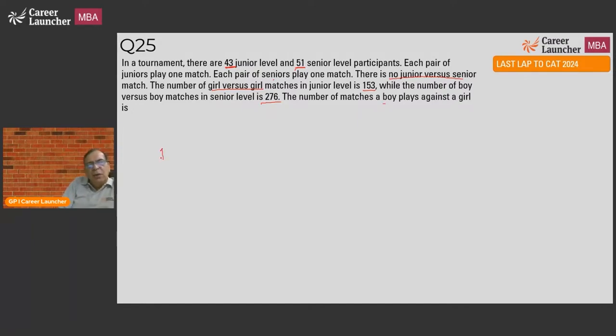Okay, so we have junior level then senior level. And we have boys and girls in both junior levels and senior levels, and there are no junior versus senior matches. There are 43 junior level participants and 51 senior level participants. Each pair of juniors plays one match. The number of girl versus girl matches at junior level is 153, while the number of boy versus boy matches at senior level is 276.